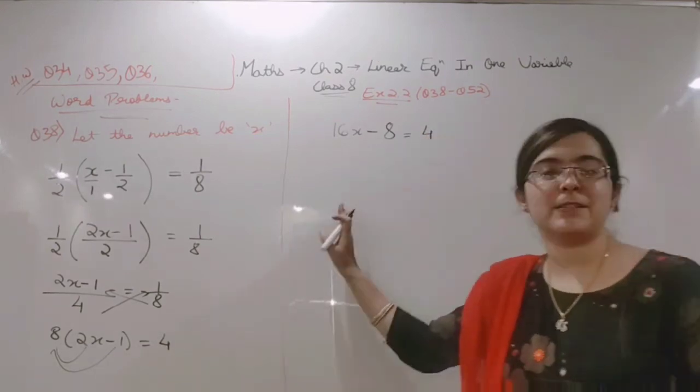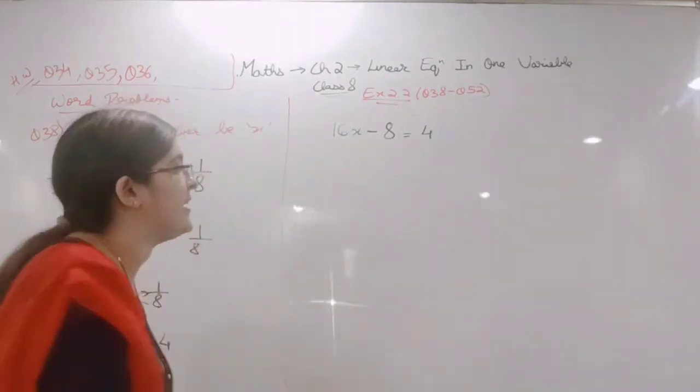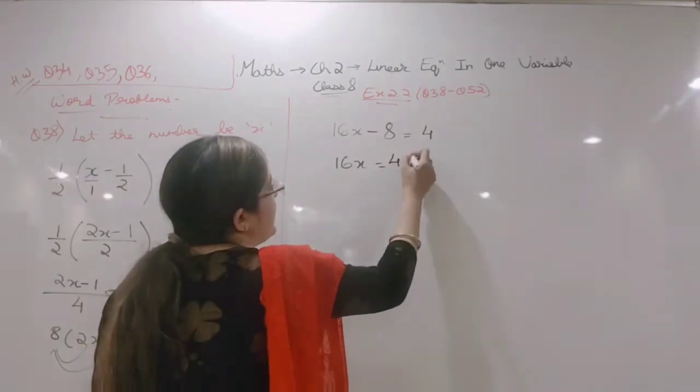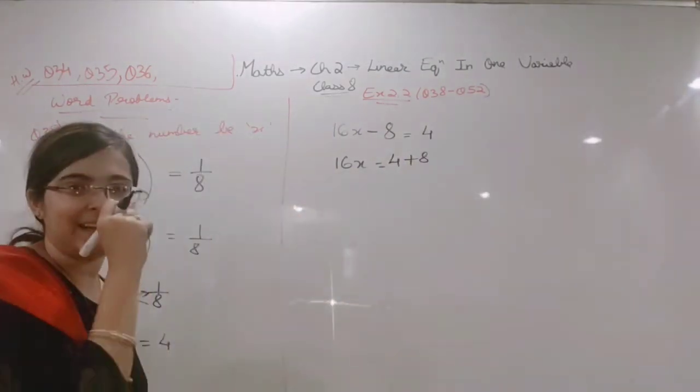Now what will we do? Variables on one side and constants on the other side. So the variable 16x will stay here only. 8 will go there. It will become 4 plus 8.